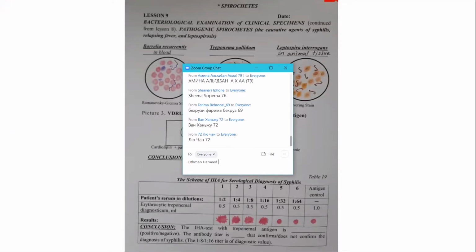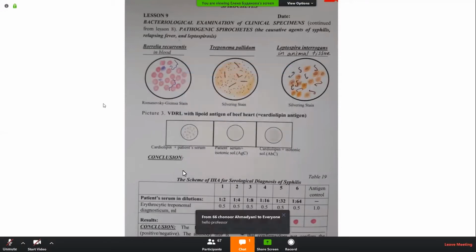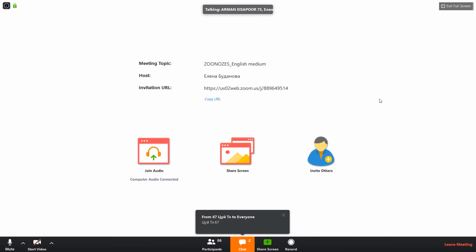Well, the test is positive with lipoid antigen, with cardiolipin antigen. So reagents are detected. I mean, reagents in the patient's serum are detected. Reagents are antibodies, non-specific antibodies against Treponema pallidum. So we suppose that it may be time to repeat.